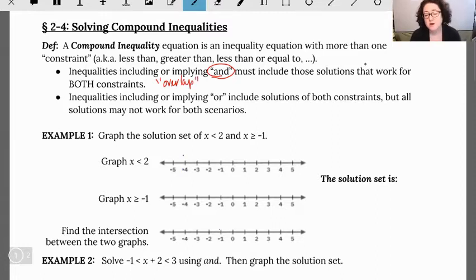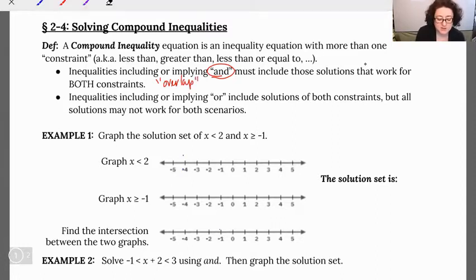And then we also have our or statements, again, just like in logic. But these are where we're actually going to have two separate sections. So it can either be in one section or the other section, but it's not going to be in both places. So we can think of those as no overlap. And then we're going to look at scenarios where we might have one or the other, but we're hopefully going to be able to tell the difference between the two with some examples today.